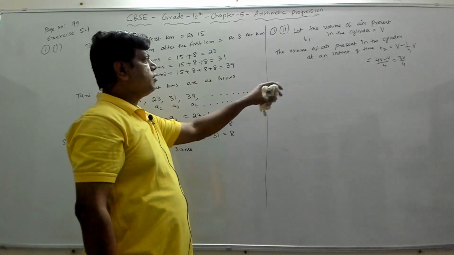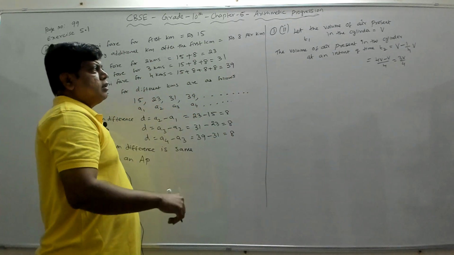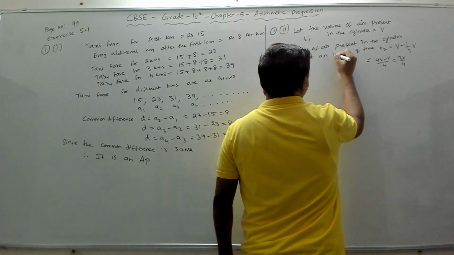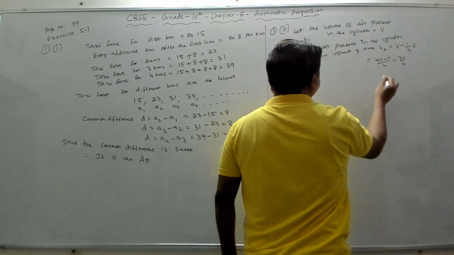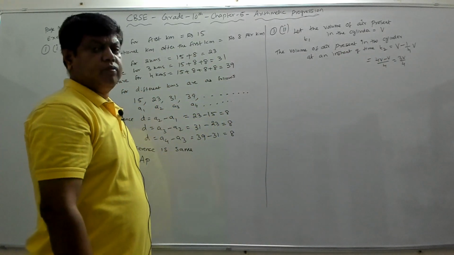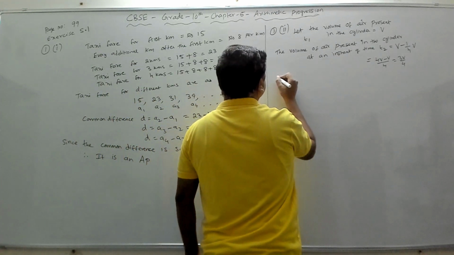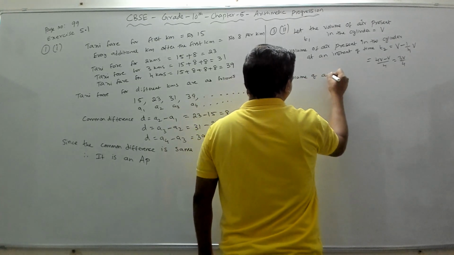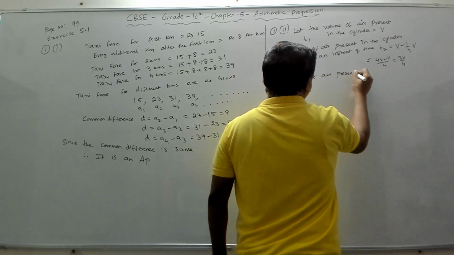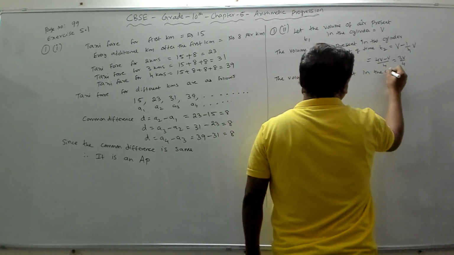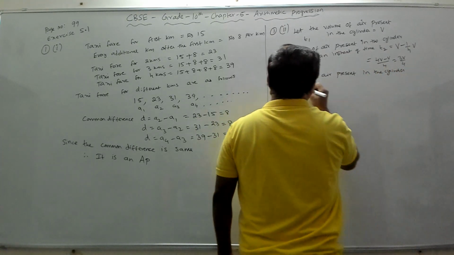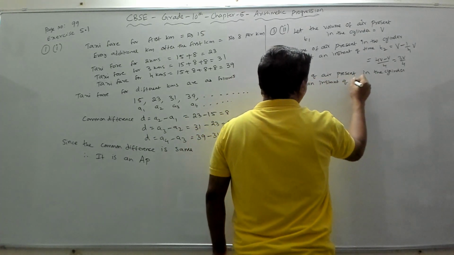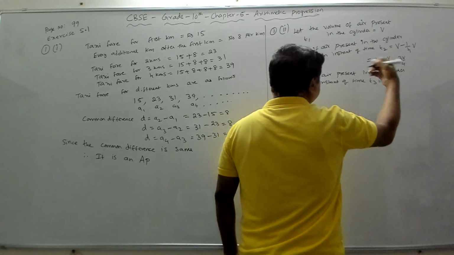So this is the amount of air present at an instant of time T2. Right, again for the instant of time T3. So the volume of air present in the cylinder at an instant of time T3, the next time.